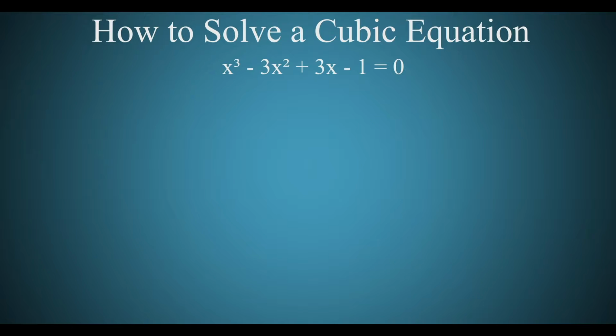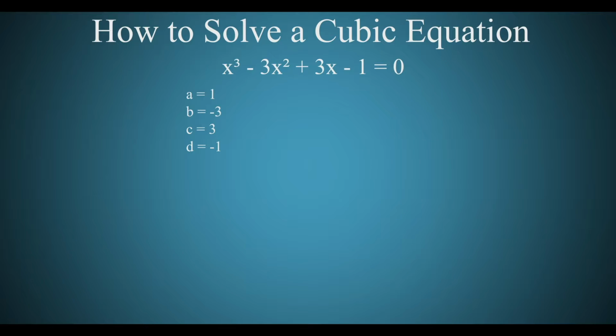And it should always be equal to 0 to start this method, which is called the discriminant method. So here we have our different variables, a, b, c, and d. a is equal to 1. b is equal to minus 3, since it's the coefficient of x squared. c is equal to 3, and d is equal to negative 1. They're all in the equation: 1 times x cubed, negative 3 times x squared, 3 times x, and negative 1 times x to the power 0, which is 1.